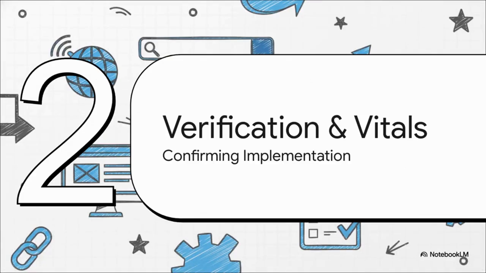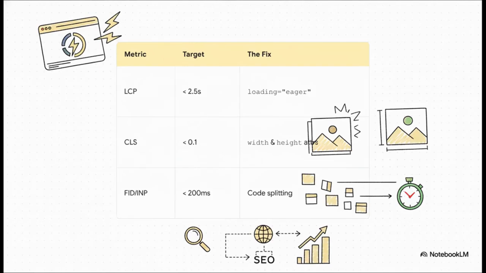With the implementation done, our job shifts to verification. We can't just blindly trust the automation. We have to understand what was implemented and confirm that it's working correctly. We'll start with the key metrics Google uses to measure page experience. Okay, these are the 3 Core Web Vitals.